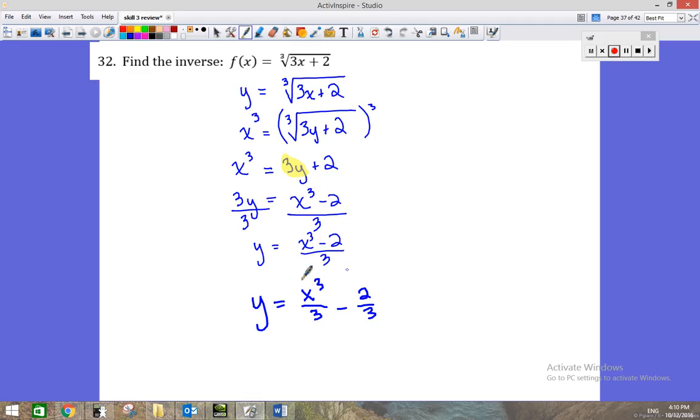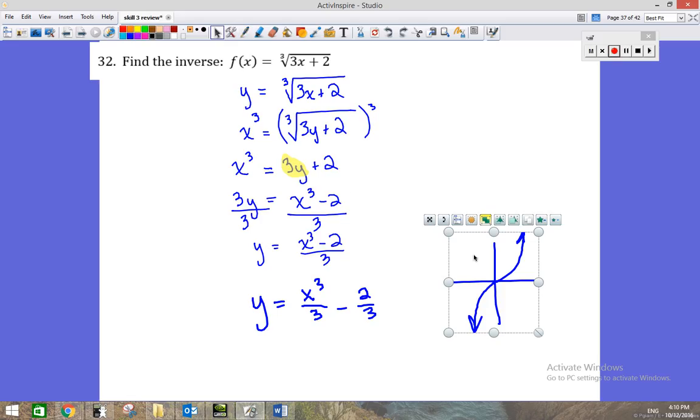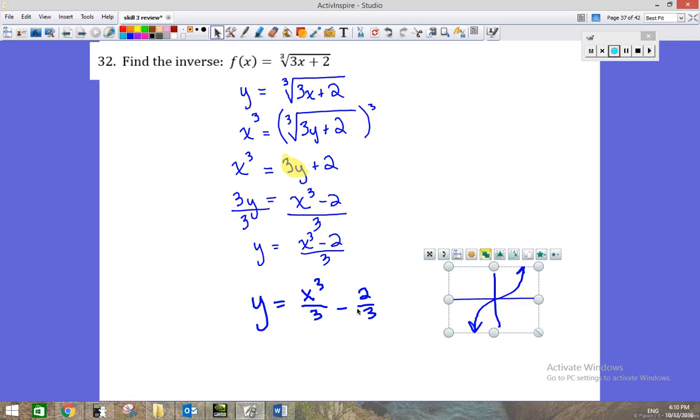So I know that this is a transformation on my cubing function, which looks like this, and the transformations are all on the y coordinate. There's a vertical shrink by 1/3, and then minus 2/3, it's going down 2/3 of a unit, so it's just going down a little bit. So if you were to graph the original function and graph this function, you would see that they're symmetric across the line y equals x because they're inverses of each other, and we also see that they're both one-to-one functions.